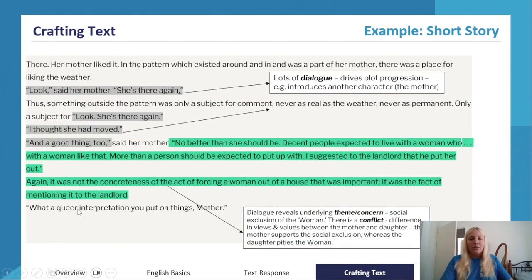"I like it though," said her mother. There, her mother liked it. In the pattern which existed around and in and was part of her mother, there was a place for liking the weather. "Look," said her mother, "she's there again."